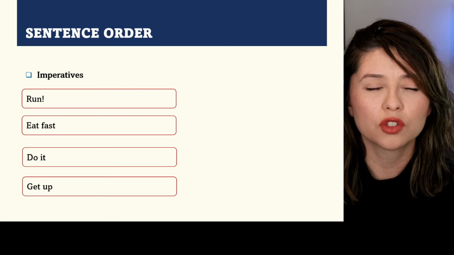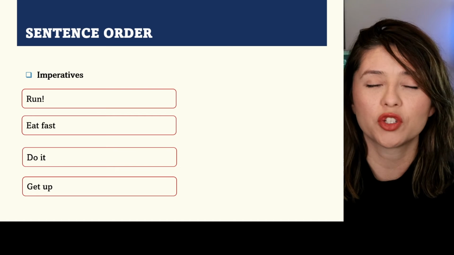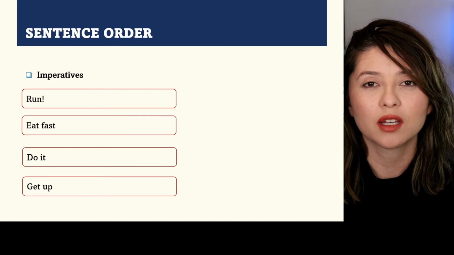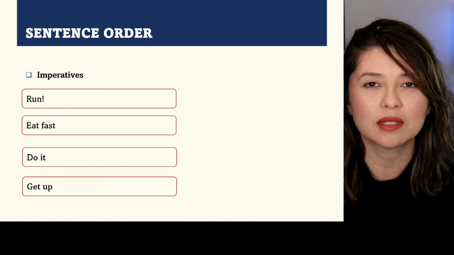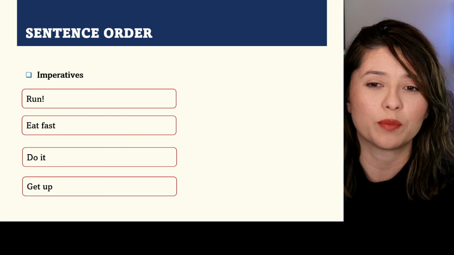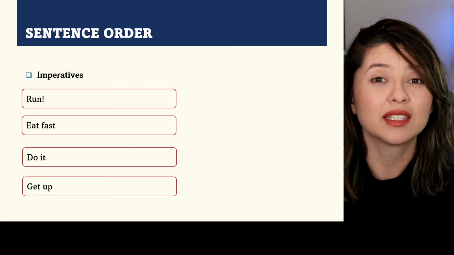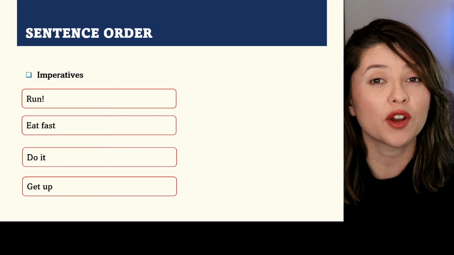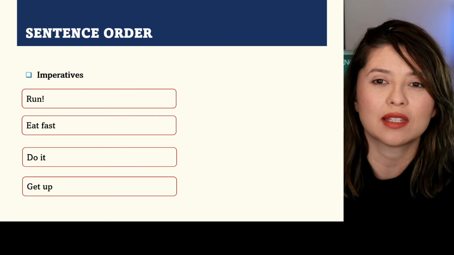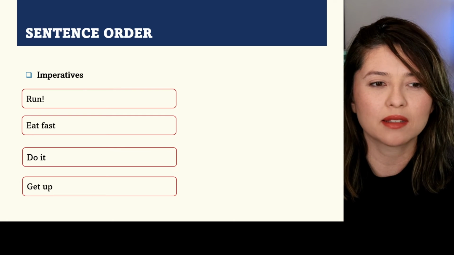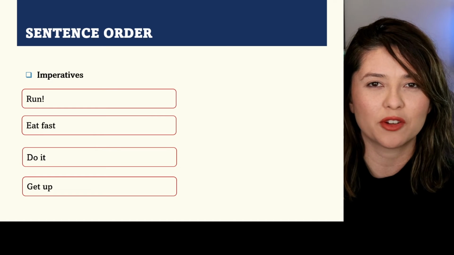Do it. So I don't know if I should do it. Do it, a complete sentence made out of 1 verb and 1 pronoun. Get up. Get up. This is a phrasal verb and it makes sense by itself. That is the basics, the most basic sentence that you're going to find.